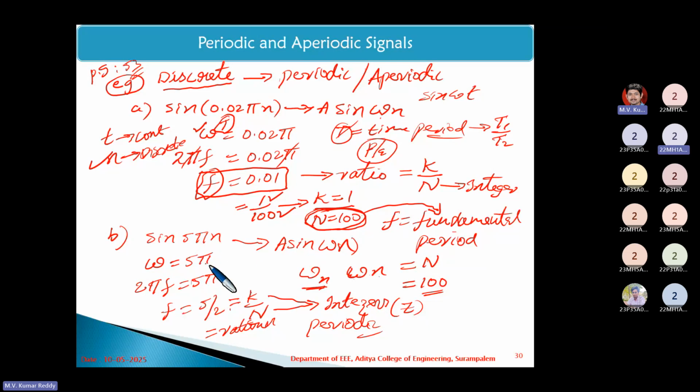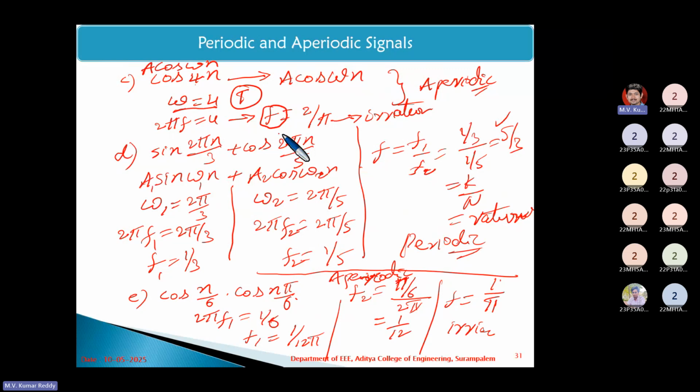Next, sin 5n. So omega is equal to 5 pi. 2 pi F is equal to 5 pi. F is equal to 5 by 2. So K value is 5, N value is 2. It is rational. See here, 5 is an integer and 2 is an integer. So the ratio is rational. So it is periodic.